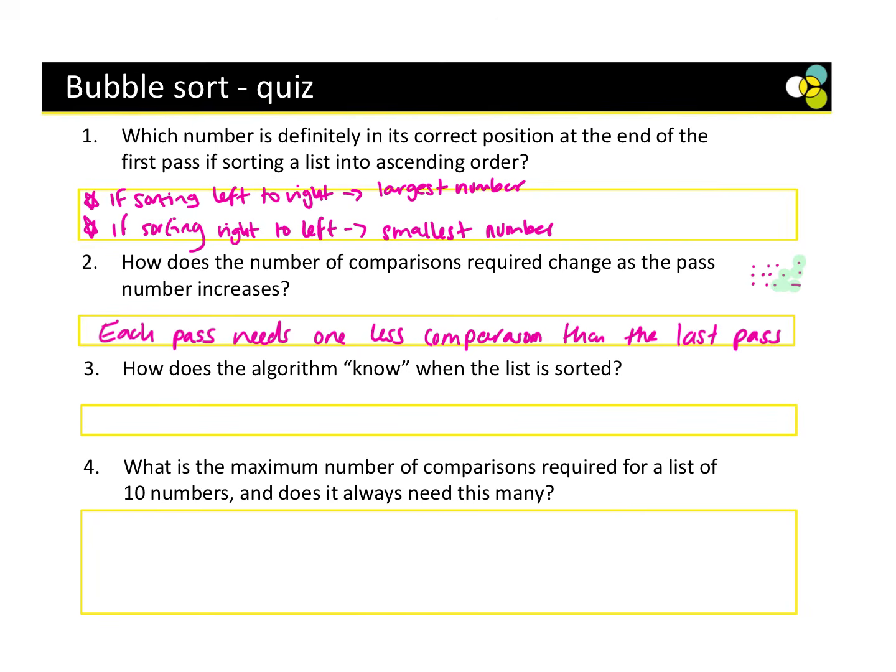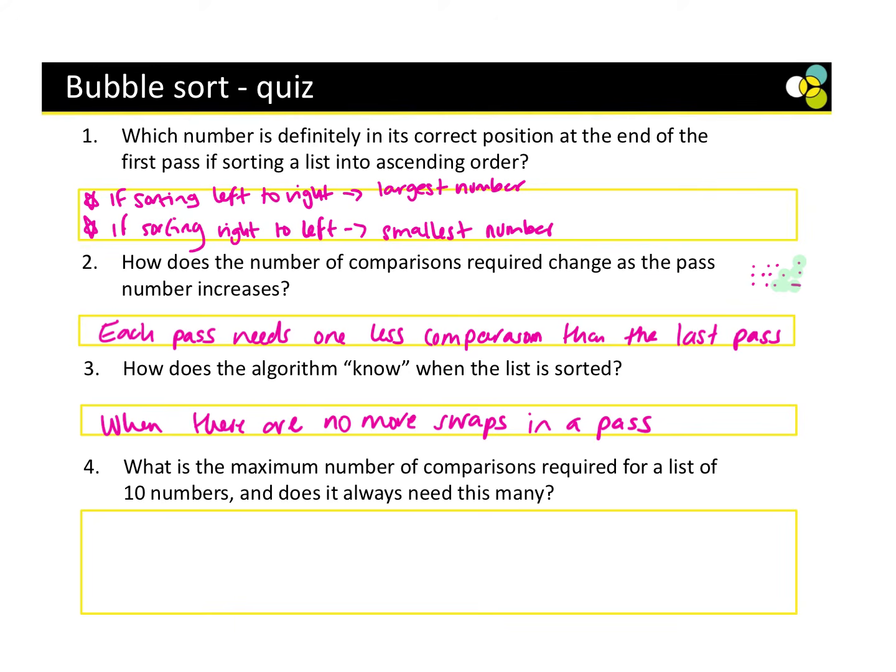Number 3, how does the algorithm know when the list is sorted? So it's sorted when there are no more swaps in a pass, okay? So a pass is like each stage. So when you do no more swaps within one of the passes, that's when we know.